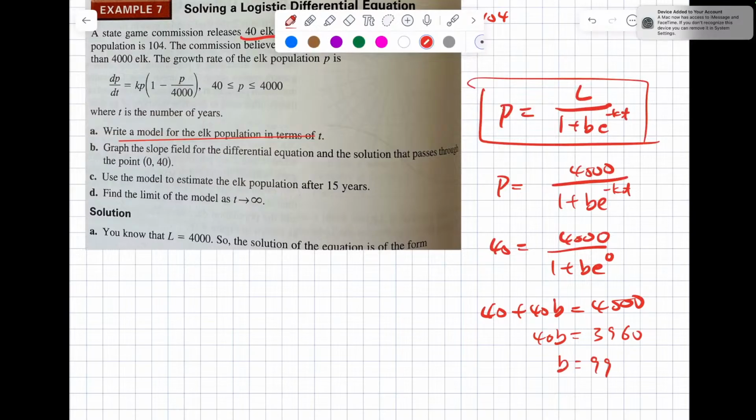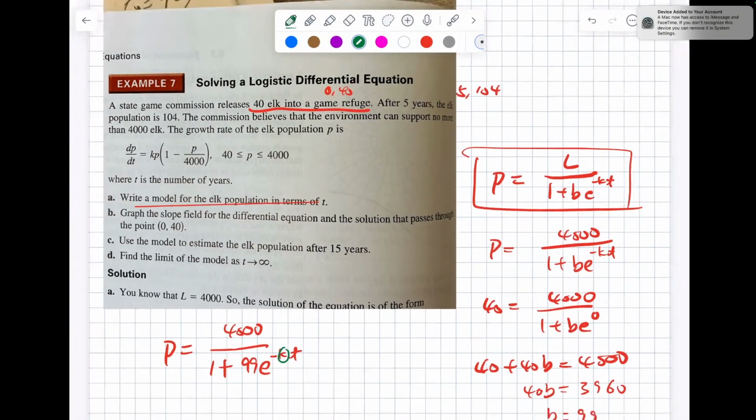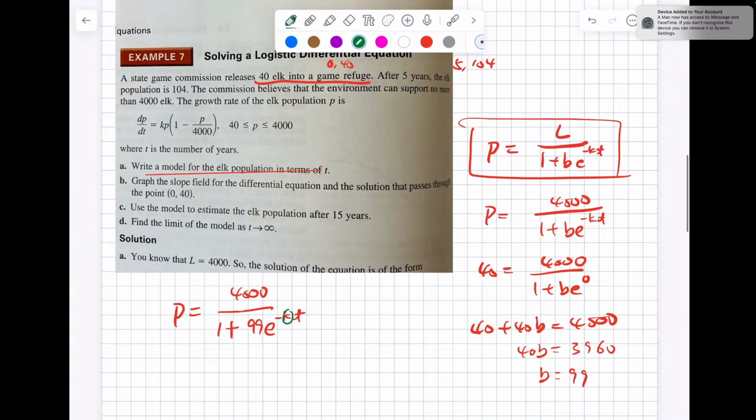So by using the first initial condition, we can find the value of B. Your population equation is getting better, because now we have 1 plus 99 e to the negative KT, with 4,000 on top. Now the only thing we have left is K. We have to evaluate K. First we find B, and then we find K by using the second initial condition, because it says after 5 years, the population will change to 104.